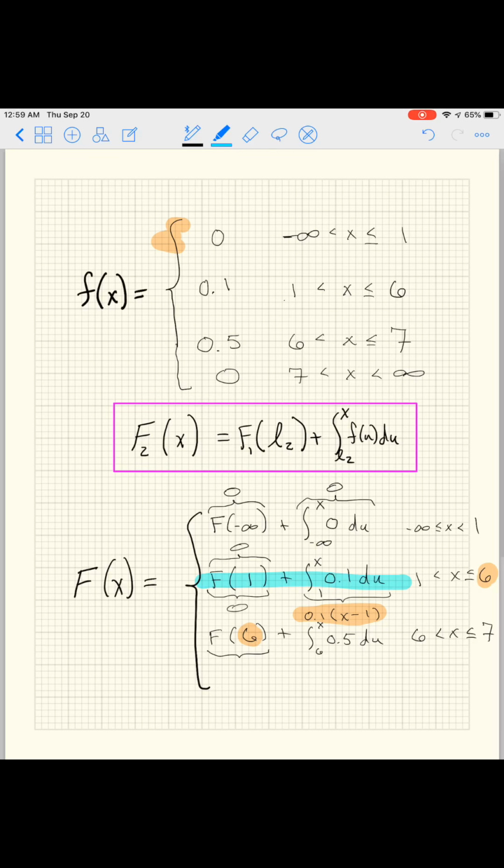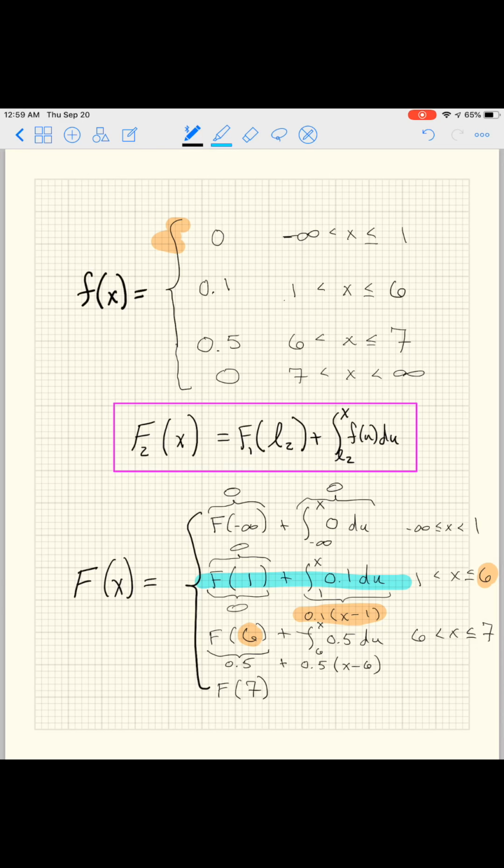So f of 6, I know from this previous row here, is going to give me 0.5, because that's 0.1 times 6 minus 1. So 6 minus 1 is 5. 5 times 0.1 is 0.5. 0.5 plus 0 gives me 0.5. And then I can integrate this thing, and that's going to give me 0.5 times x minus 6.